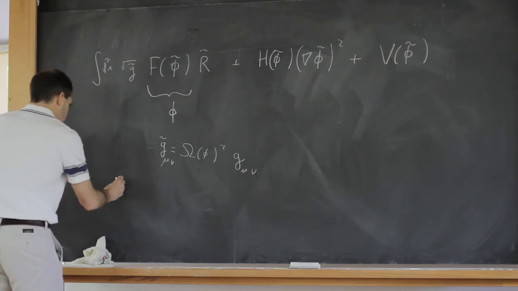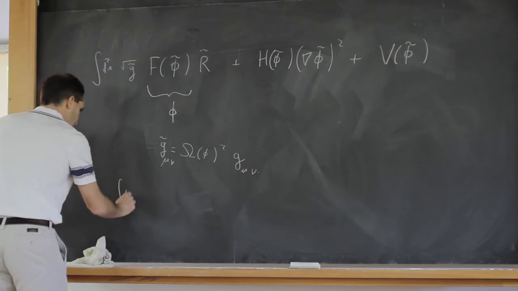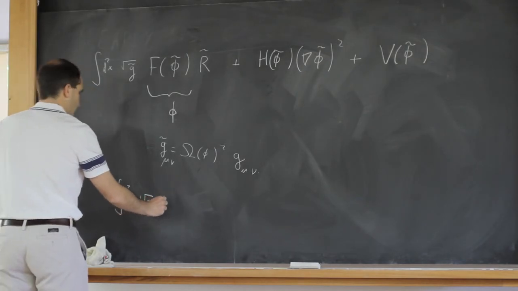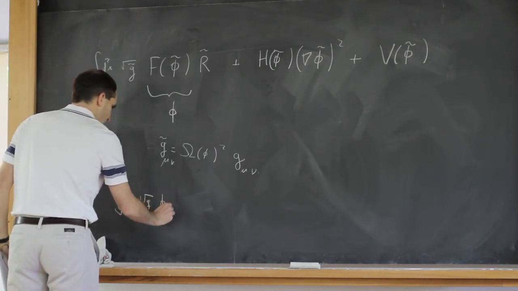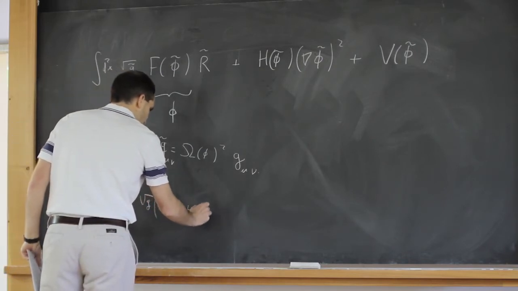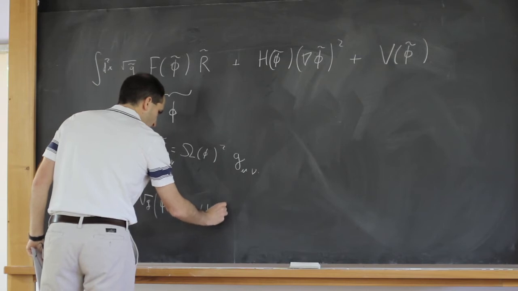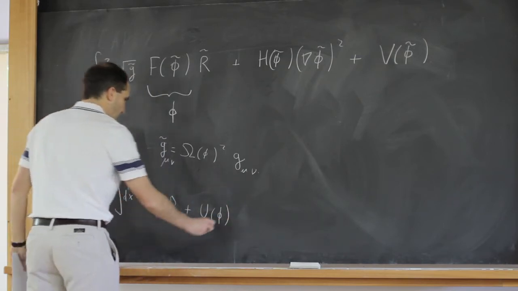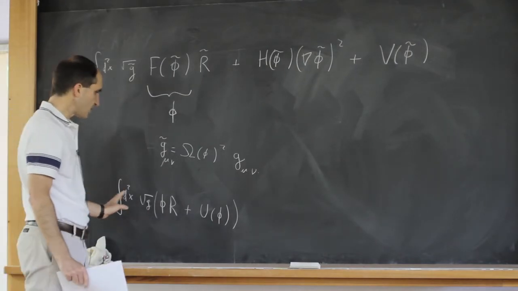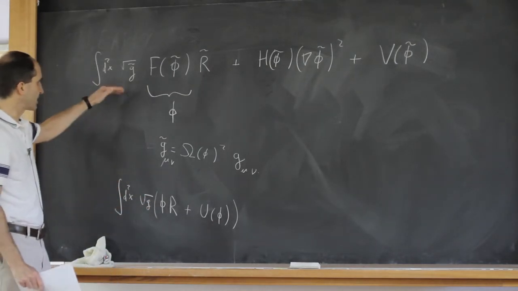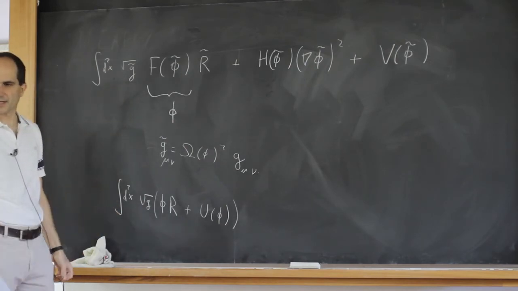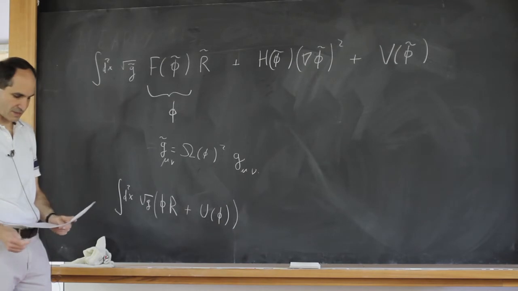And in the end of the day, what we get is the integral of d2x square root of g tilde, square root of g now, phi R, so that was one of the terms, and then plus some function which we will call U of phi. Okay, so the conclusion of this is that up to field redefinitions, this is the most general action that comes from some spherical reduction.